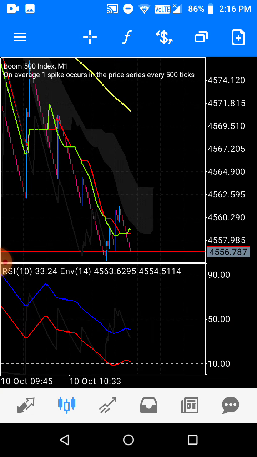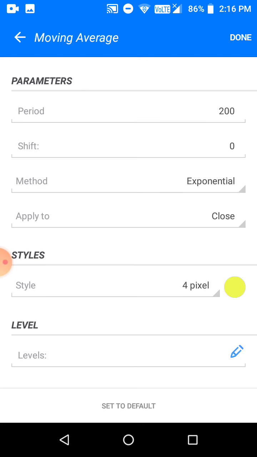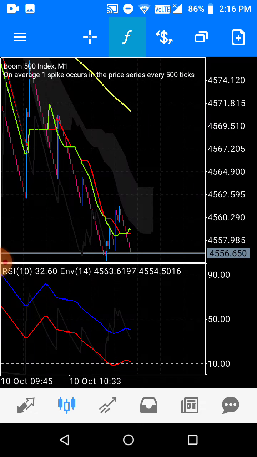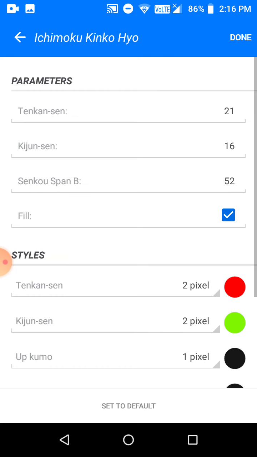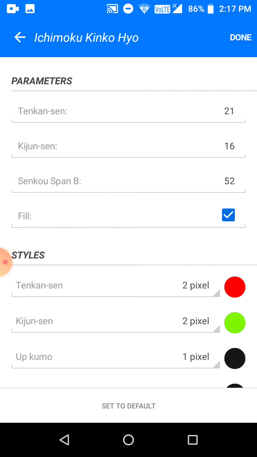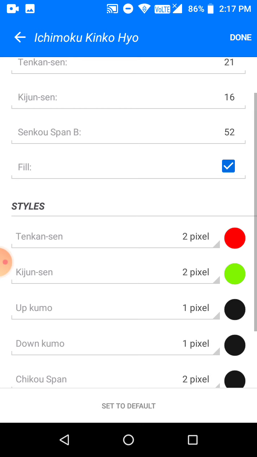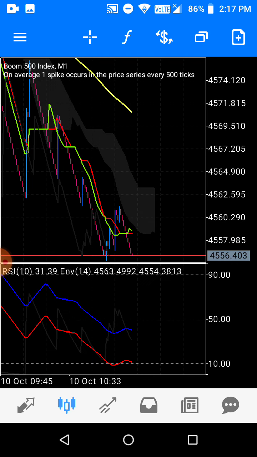For the settings, moving average is 200, exponential, close, I use 4 pixels, that's the yellow one. Okay, for the Ichimoku we are using 21, 16, 52, to avoid all those extra things on your chart. So I'm having red and green. You can choose your own color, whichever you prefer. And that's it, and you click done.